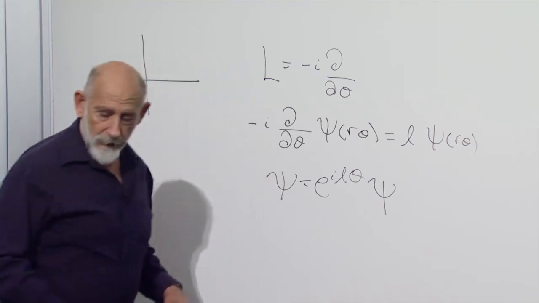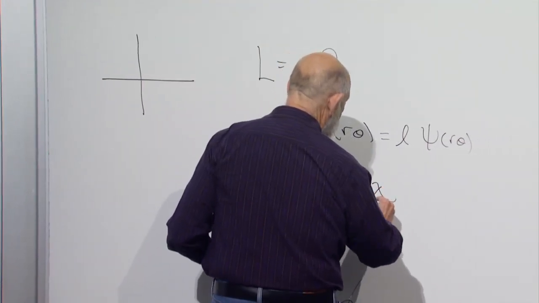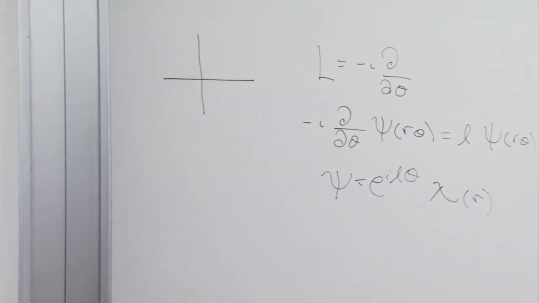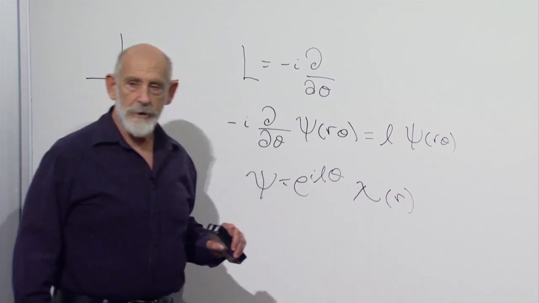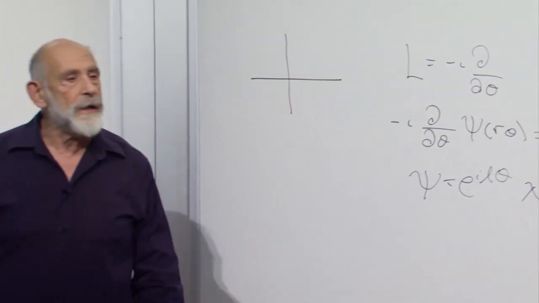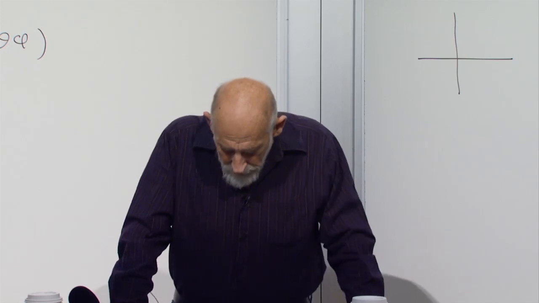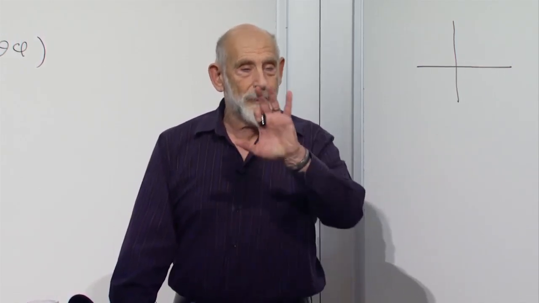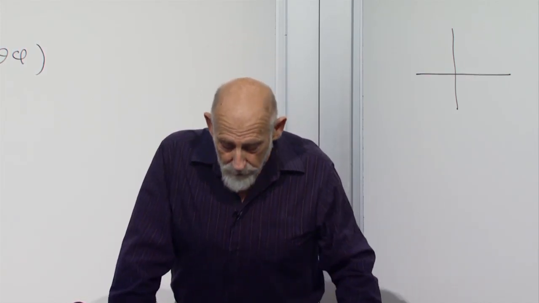Let's use a different function. Let's call it chi of r. Any wave function that looks like chi of r times e to the i L theta, it doesn't matter what its r dependence is, will be an angular momentum eigenstate. So angular momentum has to do with the angular dependence of the wave function. The radial dependence is irrelevant to the angular momentum. It may be relevant to the energy, but it's not relevant to the angular momentum.